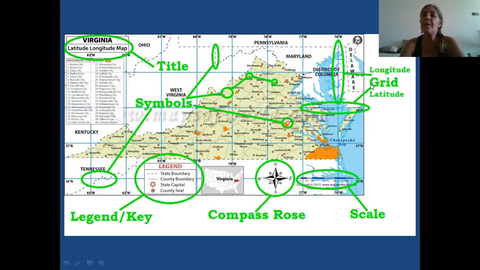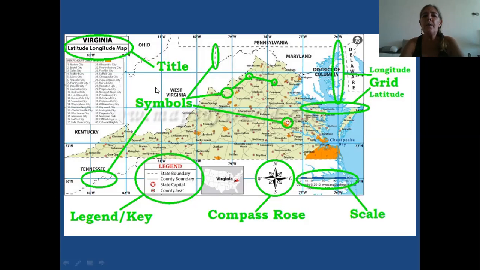And right over here, we have the grid with the longitude and the latitude. Remember that the latitude lines are parallel to the equator. So it would be these lines that run horizontally. Those are the latitude lines, which run parallel to each other horizontally. And we have the longitude lines, like right here, which run vertically. So these are all the features that we're going to find in a map.